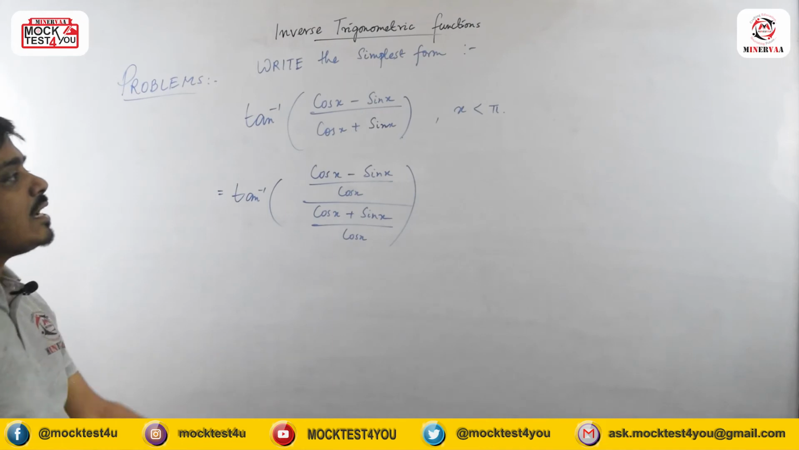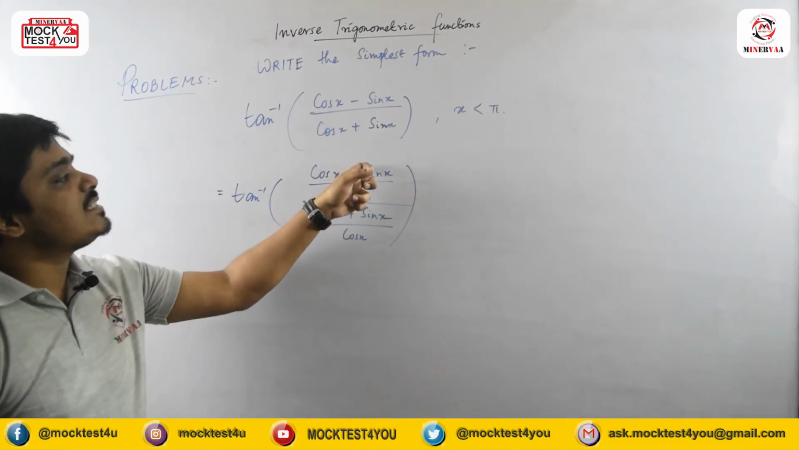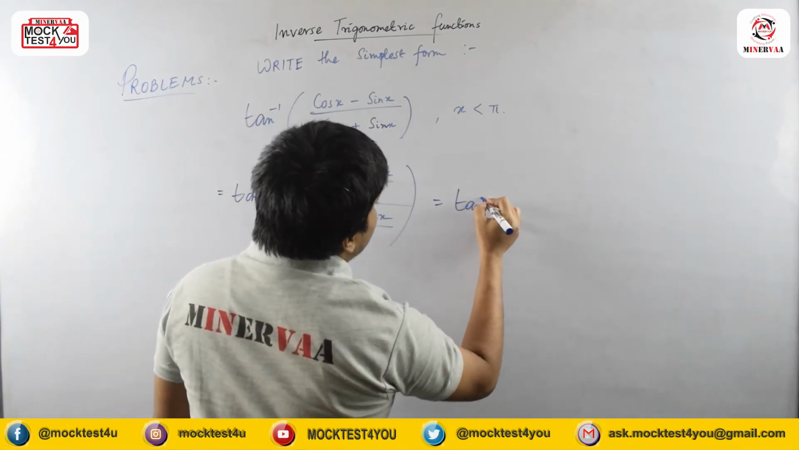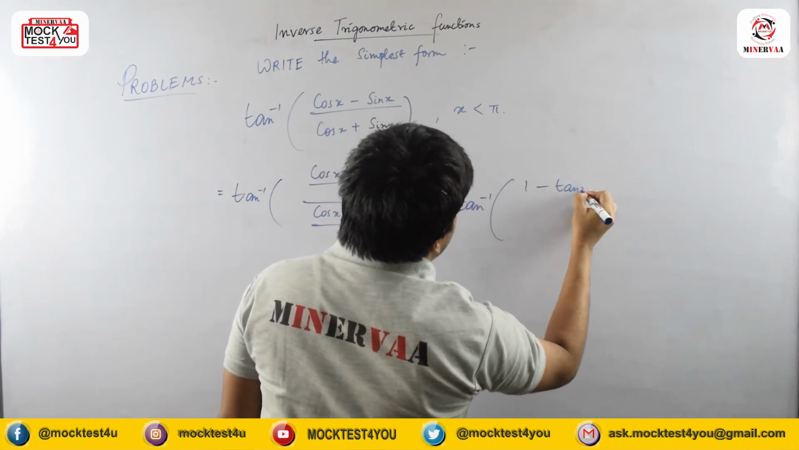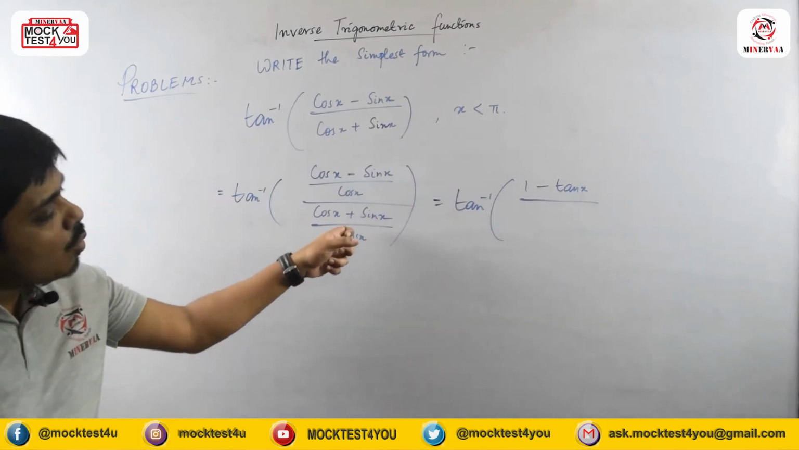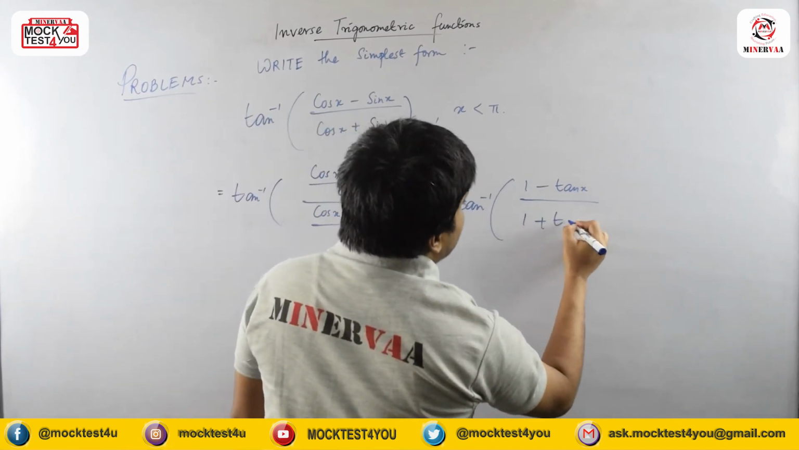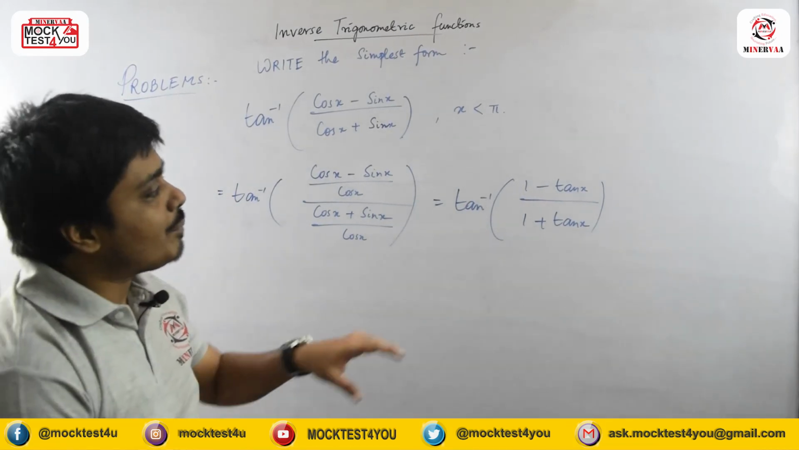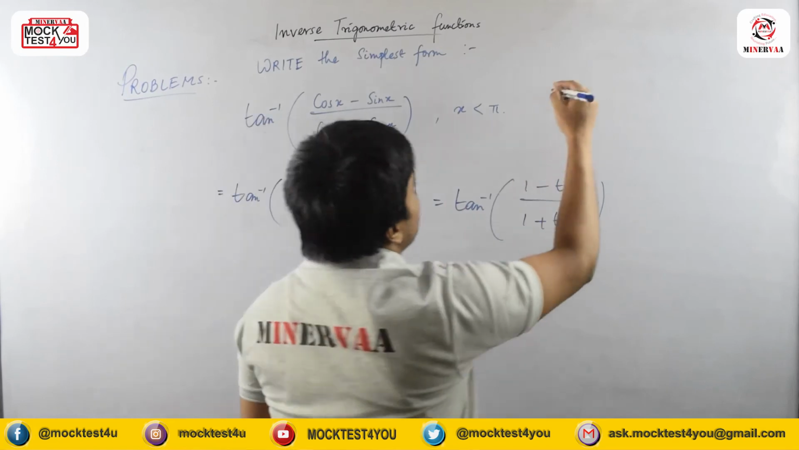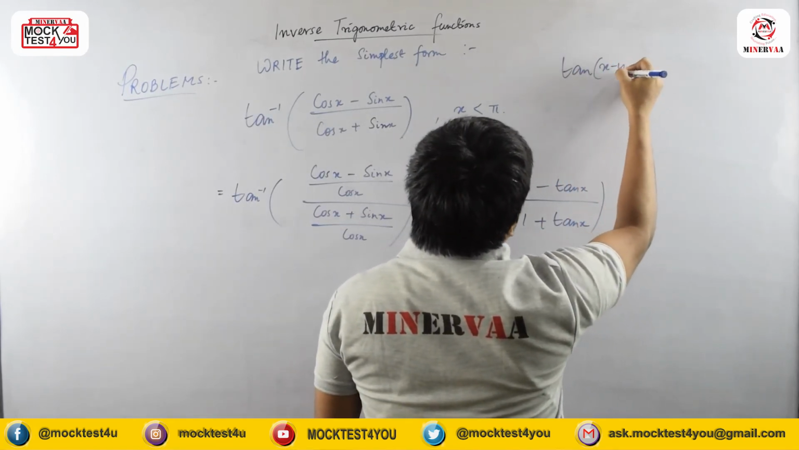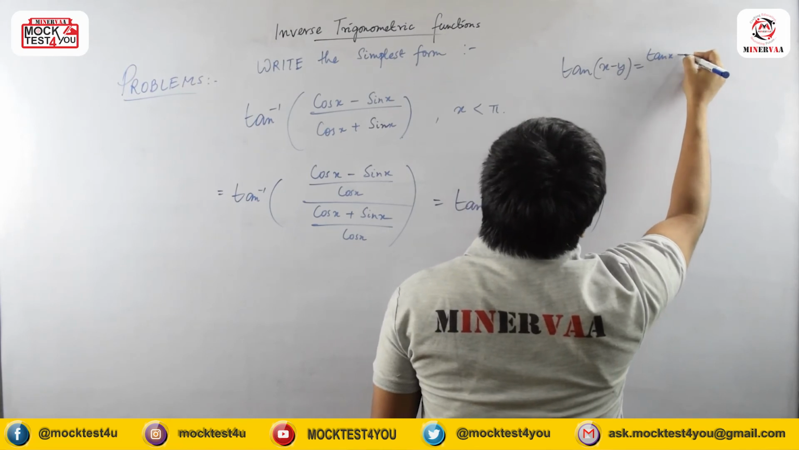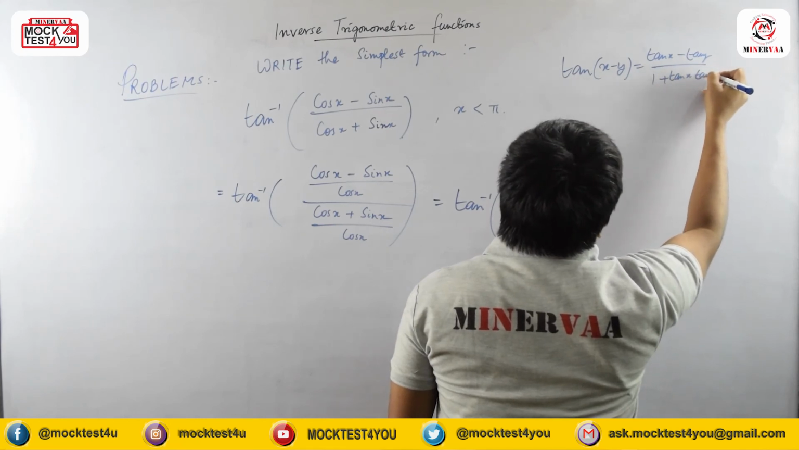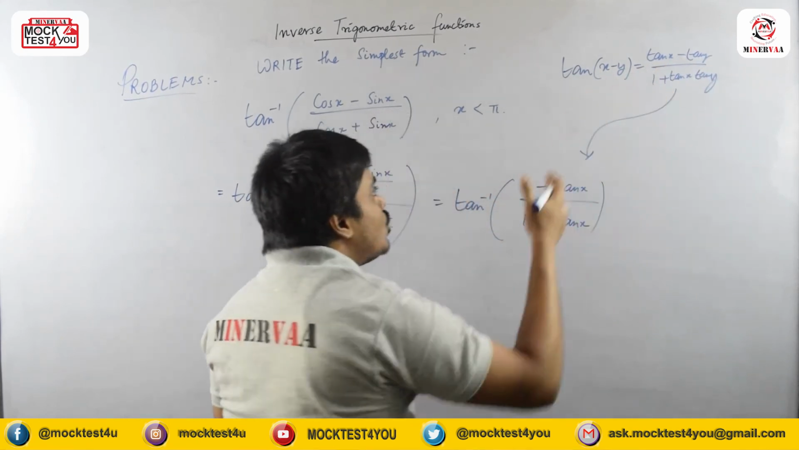So after dividing this, if I separate cos x by cos x minus sin x by cos x, I can write 1 minus tan x in the numerator. In the same way, in the denominator, I can write 1 plus tan x. Now, after getting this, we have to visualize this in a particular way. When I look at this question, a formula comes to my mind, that is tan of x minus y is equal to tan x minus tan y divided by 1 plus tan x tan y. Now this kind of looks like that one.